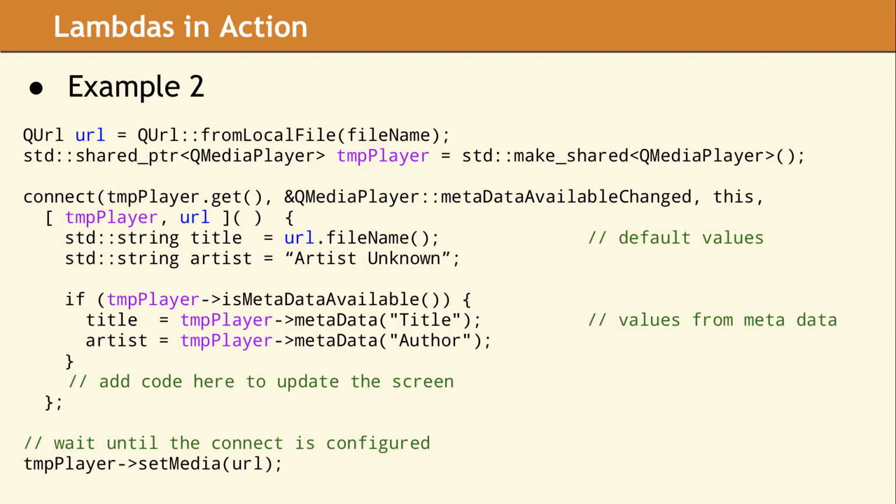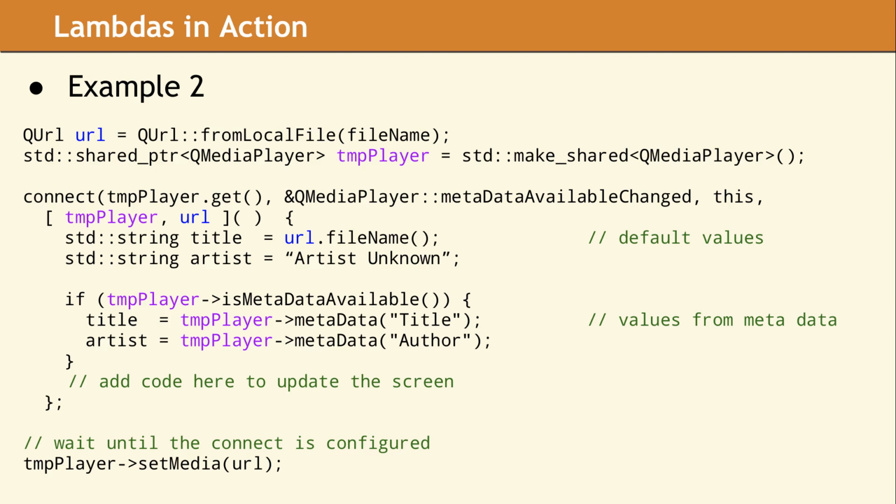This is the entire code for setting up the temporary media object, creating the connection, and then calling the setMedia method to load the audio file. It is very important to do these operations in this exact order. We must ensure the media player does not load the file before we have set up our connection and the Lambda expression. If you try to call setMedia too soon, it might load the file so fast that you will miss the metadata changed event.